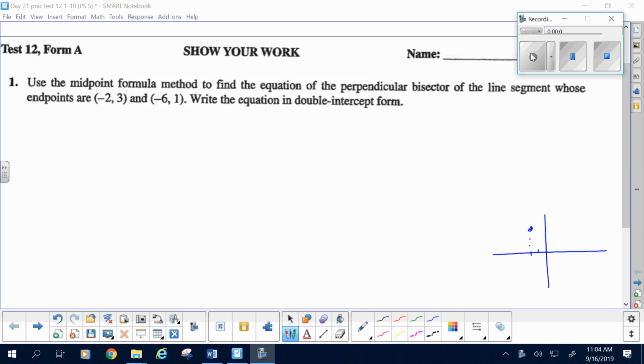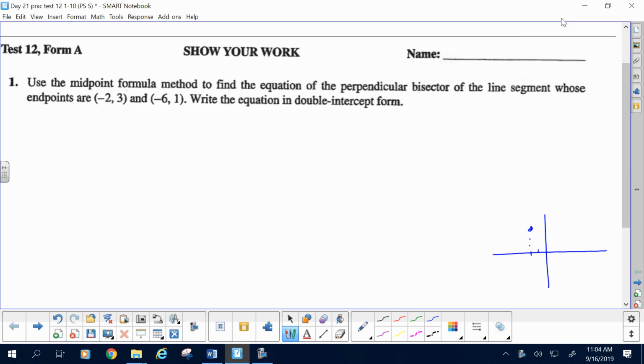These practice problems. I think Gigi's actually. All right, so negative 2, 3 is right there, yay? And negative 6, 1 is there. Those are the 2 points that they give you.